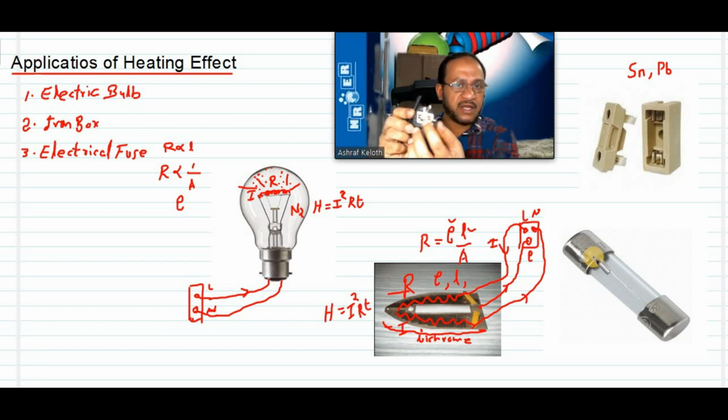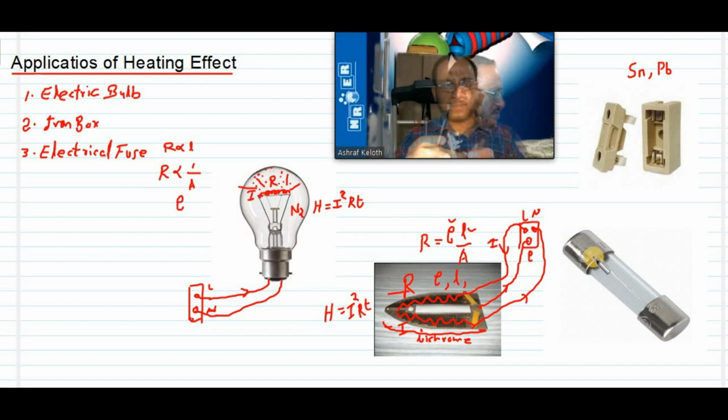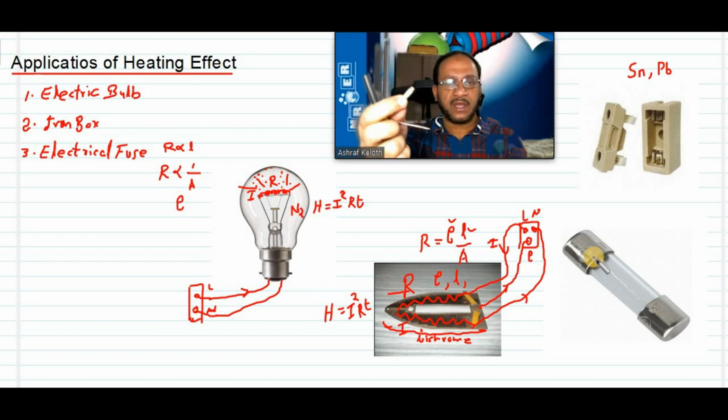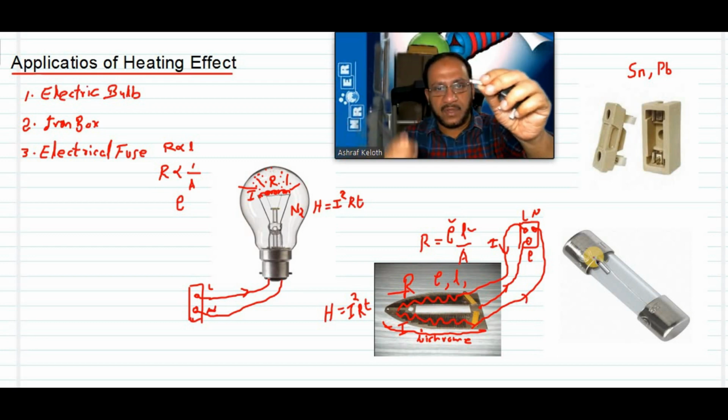Suppose we are connecting the live wire to one end, then current from this will flow to the device, and after flowing through the heating element, it will come through the neutral wire, and in between, the fuse wire is connected in series. This is the fuse, and this is the one you can see in the picture.